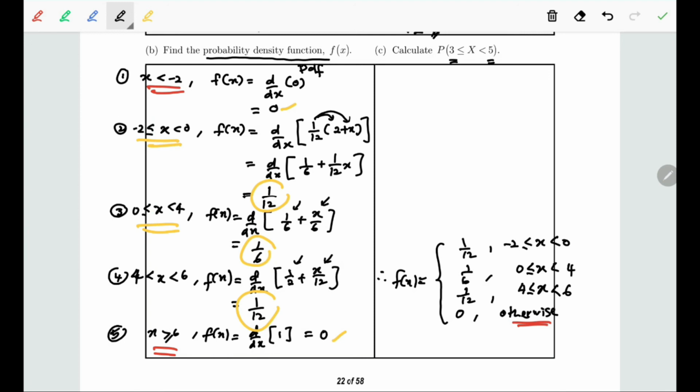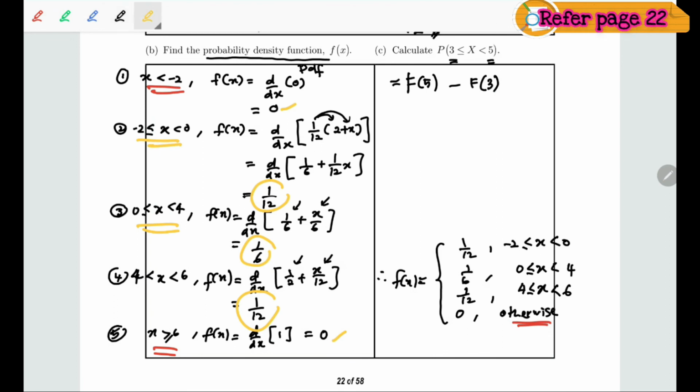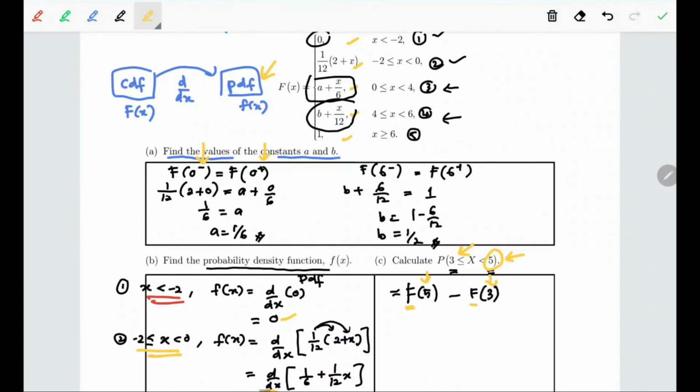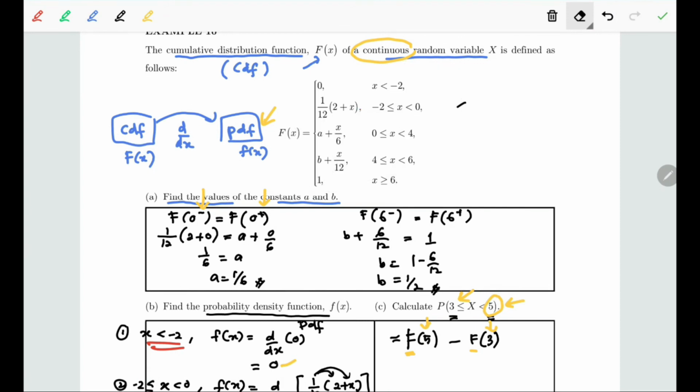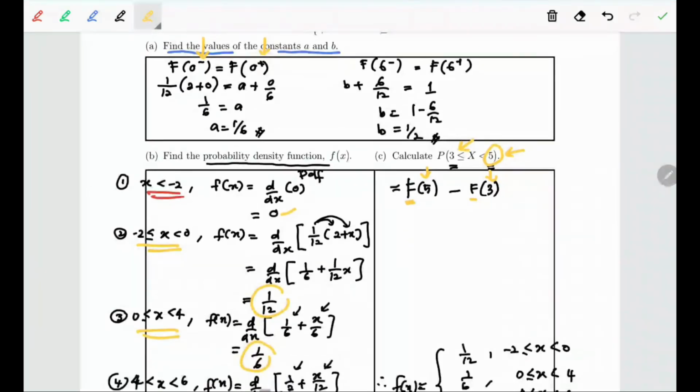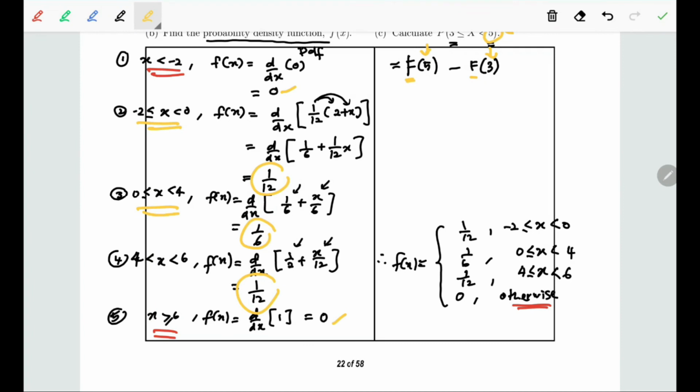To find the probability of x greater than 3, less than 5, it is equivalent to F of 5 minus F of 3. We are going to substitute the maximum value minus the minimum value. So we're going to substitute 5 and 3 into the correct function. Since this is the CDF, you have to be careful to substitute this x into the CDF, the function given in the question from the start, not the PDF. It should be the CDF.